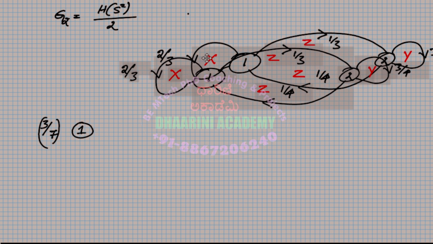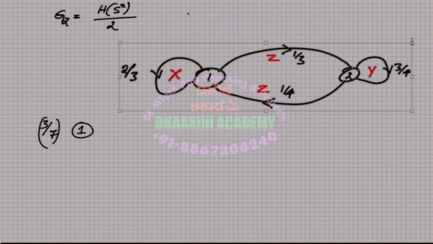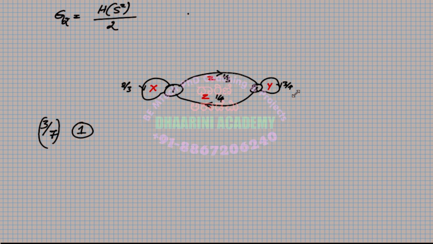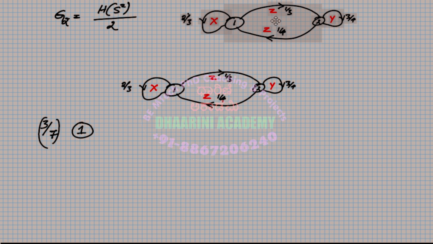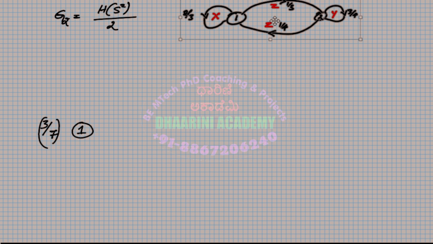Okay, so let me, I'll try to make this small, right? Okay, so I need to look at this and I need to answer. I also have the, I'll write the probabilities here. So for one, there is a probability of 3 by 7. For two, there is a probability of 4 by 7.